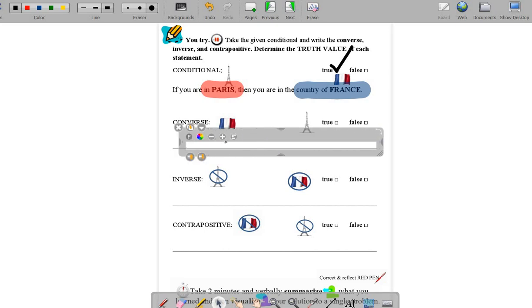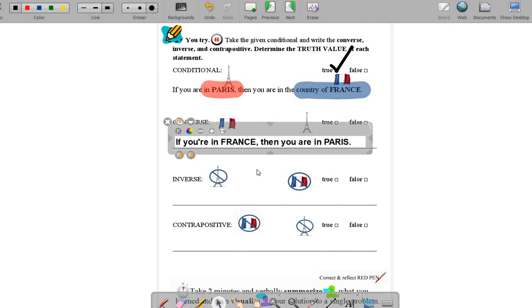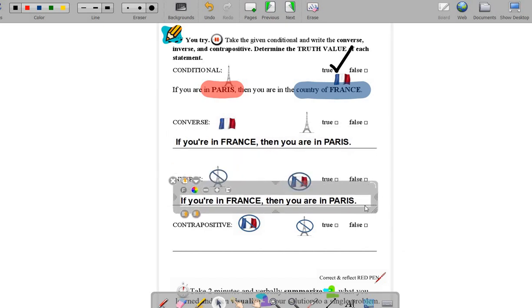Welcome back. Let's check this. Your converse should read, if you're in France, then you are in Paris. Okay, that would be the converse. You switch the order. The inverse: if you're not in Paris, then you're not in France.